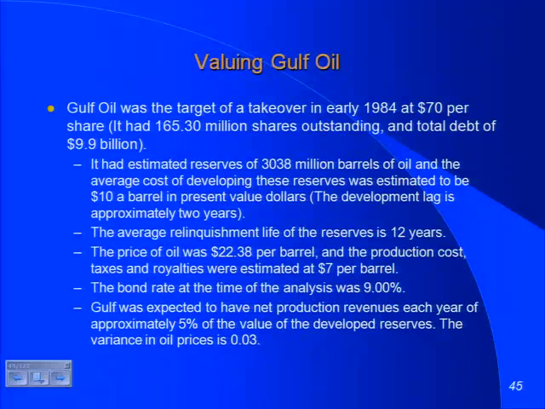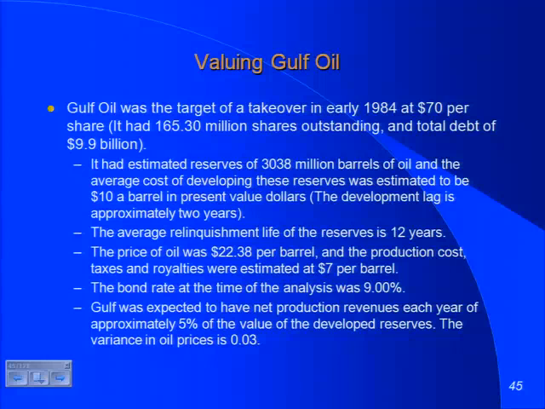The average life of these reserves was about 12 years. There were some 3-year reserves, 5-year, 10-year, 20-year. The average life was 12 years. So it's almost like a consolidated life for all of these reserves. At the time that I did this, 1984, the price per barrel of oil was $22.38, and the cost per barrel extracted from the ground in these reserves was about $7. So they're going to make about $15.38 per barrel of oil that they get out of the ground.